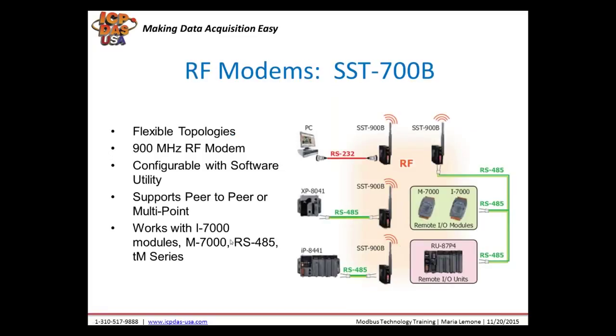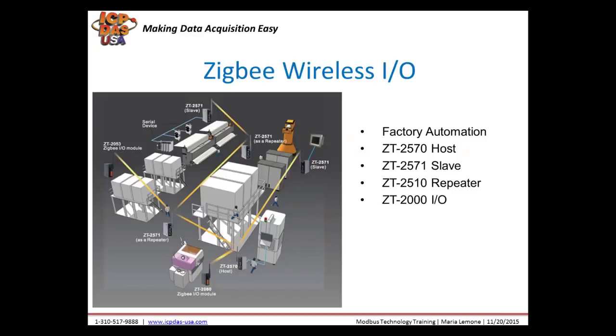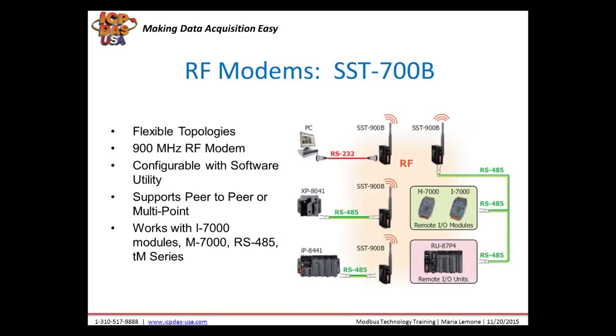RF modems operate in the 900 megahertz band. In the previous slide, you can see Zigbee communicates in the 2.4 gigahertz band, much like Wi-Fi. So if you have a lot of wireless traffic in that band, you may want to use the 900 megahertz band. These communicate up to 700 meters, and they support peer-to-peer or multi-point type communication. If you want to use a lot of nodes in the network, I would suggest to use Zigbee over RF modems, but these are good for long-distance communication, just like Zigbee.